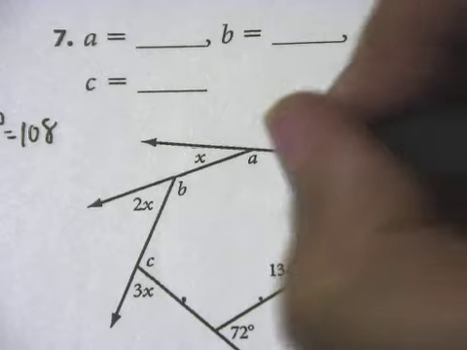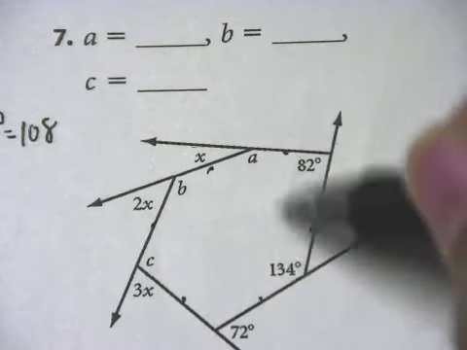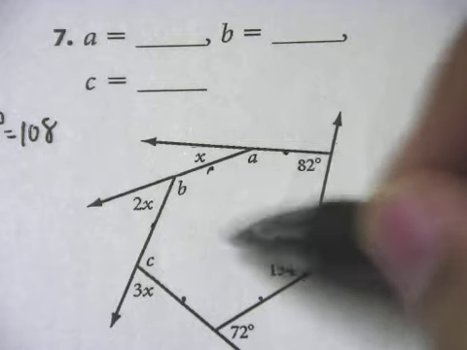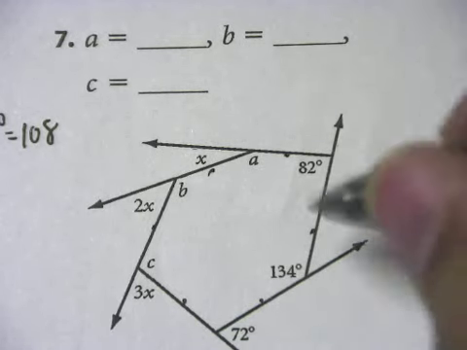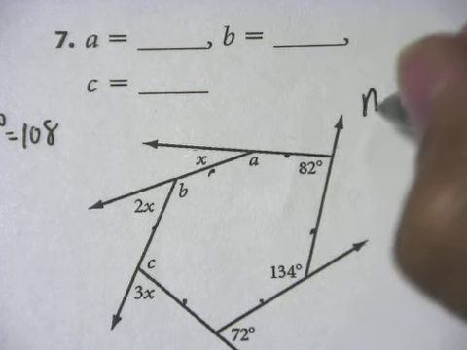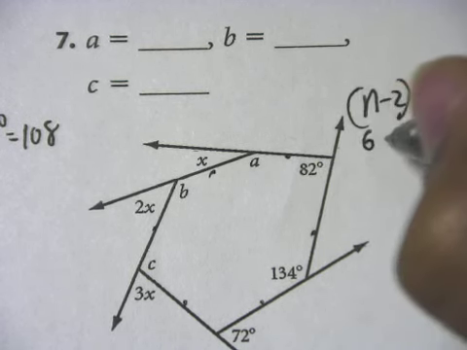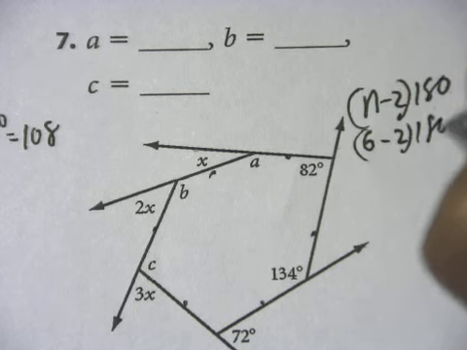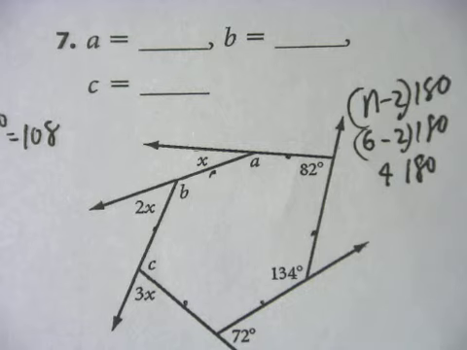Let's take a look at question number 7. Well, the first thing I want to figure out is what kind of polygon I have here. How many sides do I have? Well, I got 1, 2, 3, 4, 5, and 6. So I have 6 sides here. So the first thing I want to know is how many degrees should I have in total inside a 6-sided polygon, or a hexagon?